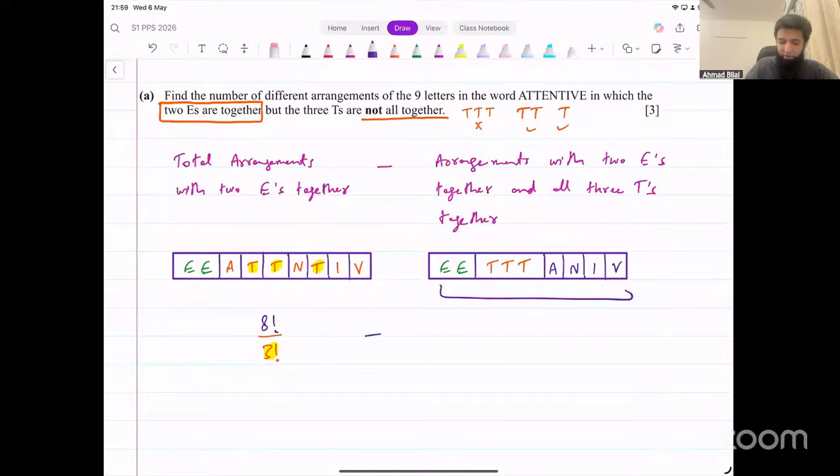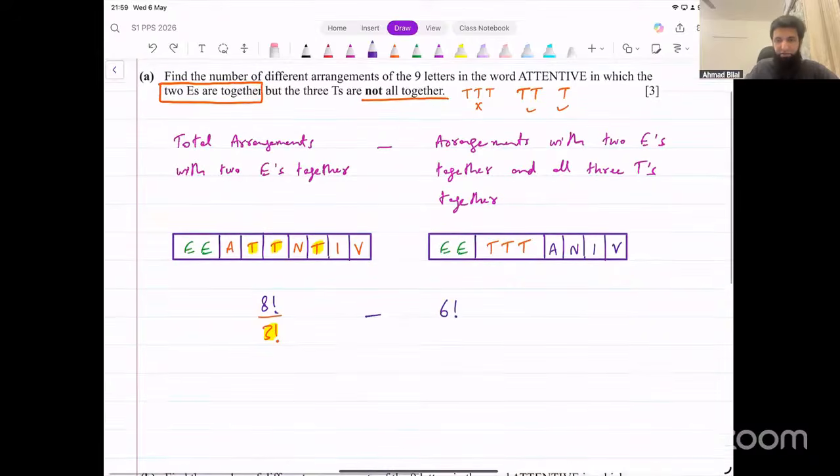How many boxes do we have now? 6 boxes. And how many ways can we arrange 6 boxes? 6 factorial. All of these boxes are different, so we just have 6 factorial. We don't divide by anything, and that will give us the result.